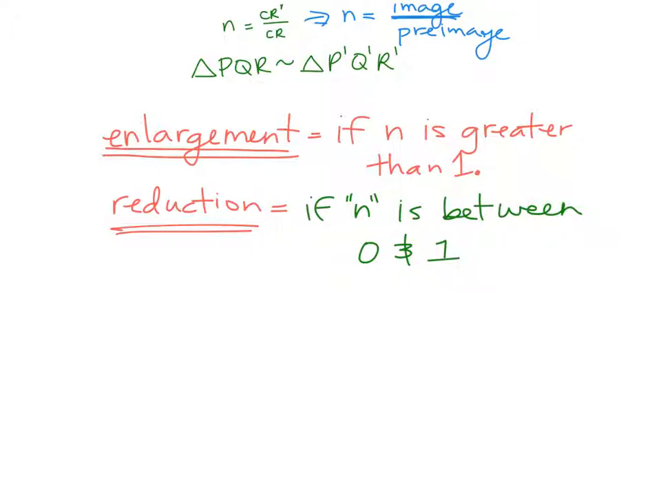If I'm doing an enlargement, let's say my scale factor is 2. That means I'm doubling my figure. Whereas if I do a reduction, my scale factor could be 1/2, right? I'm cutting that figure in half. So if it's a fraction, if it's between 0 and 1, then it's going to be a reduction. If it's more than 1, it's an enlargement. It got blown up somehow.